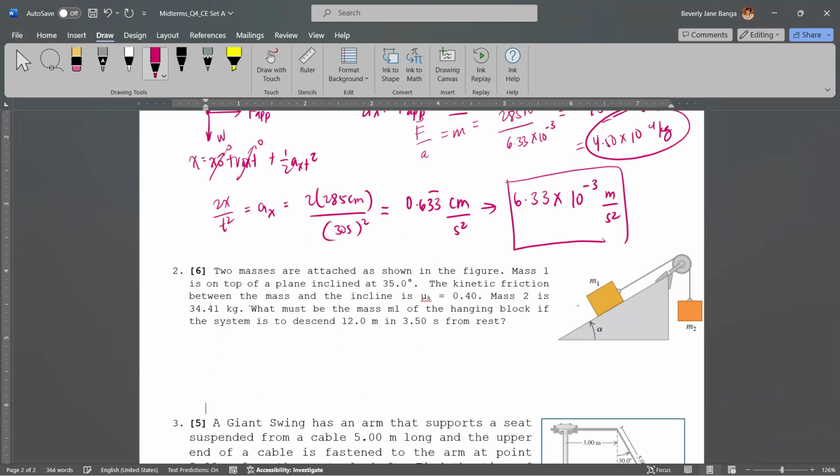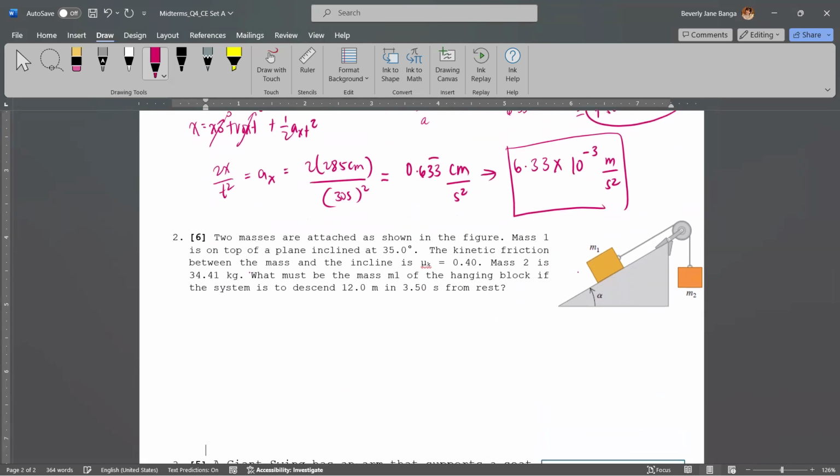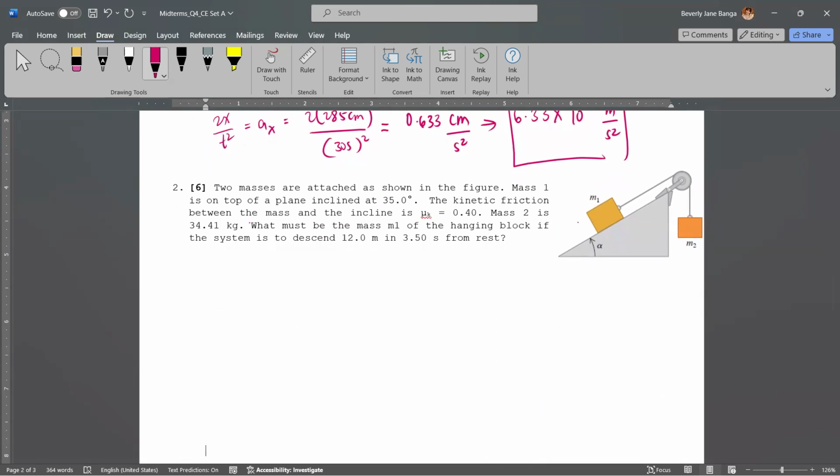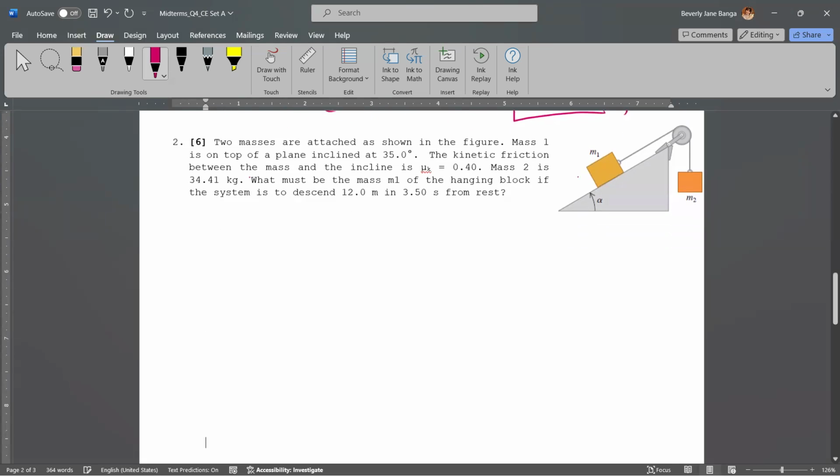So, si number 2 natin is a mix of both Atwood's machine, yung pulley natin, and at the same time, inclined plane problem, no? So, sabi dito, two masses are attached as shown in the figure. Mass 1 is on top of a plane inclined at 35 degrees, and the kinetic friction between the mass and the incline is 0.4. So, may friction din siya. Mass 2 is 34.41, okay? What must be the mass 1 of the hanging block if the system is to descend 12 meters in 3.5 seconds from rest? Okay, so I need a lot of space here for item number 2.